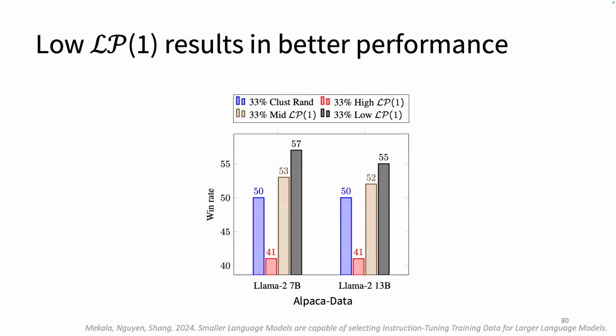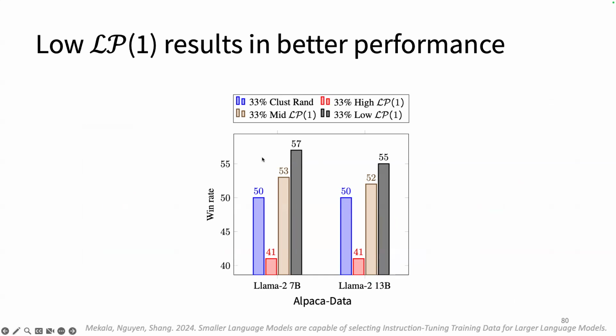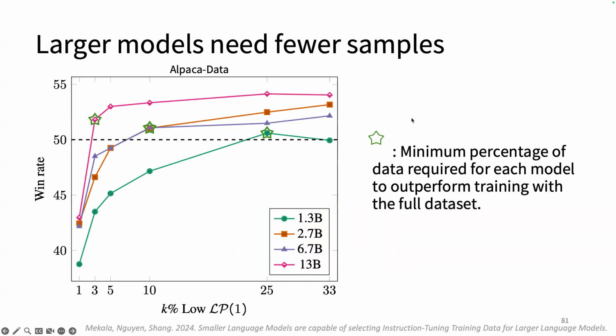We notice that the low LP1 subset results in improved performance for most of the models. Next, we repeat the same experiment on the Llama 2 family and notice a similar trend. As you can see here, the low LP1 has 57 and 55 performance compared to the others. For the next analysis, we plot the win rate versus the percentage of selected data for each model size. We consider 1.3, 2.7, 6.7, and 13B. The ones shown with a star are the minimum percentage of data required for each model to outperform training on the full data set.